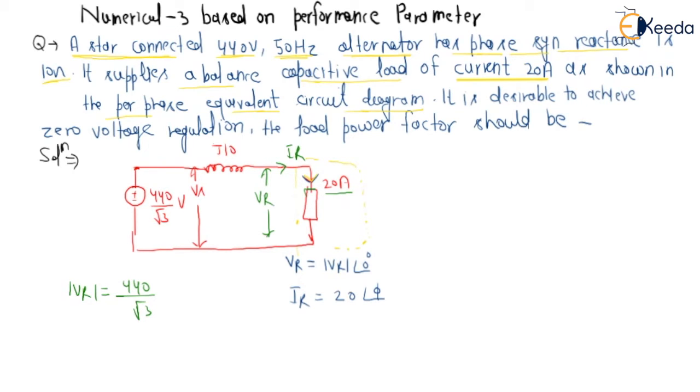So the magnitude of VR will be 440 upon root 3, equal to this Vs, so that the voltage regulation will be 0. We will solve this question with the help of a phasor diagram. Let us assume this is our VR, taken as a reference. We also know that this current IR is leading by an angle of phi r. So this will be IR, and this is VR, and now we have to add this j10 to get Vs in the circuit. So it will look like this.